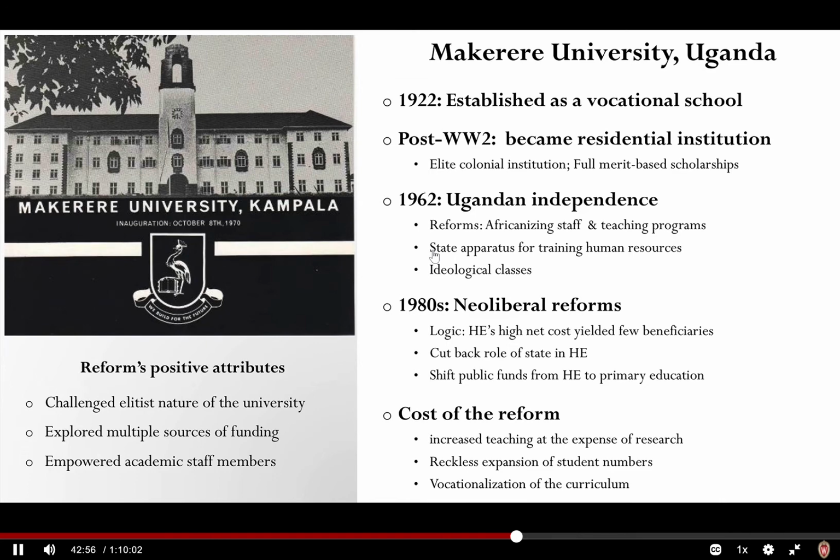In the 1980s, in the neoliberal era that I'm focusing on right now, the logic that was pushing what was happening in higher education is that higher education has net cost that yielded few beneficiaries. And I think this is the logic guiding what the World Bank is pushing for in terms of cutting back the role of the state in higher education. If a few beneficiaries are coming out of higher education, then why should the state bother investing in what is the benefit for a few people? So public funds are shifted from higher education to primary education, which is cheaper and can be spread over to benefit a lot more people.